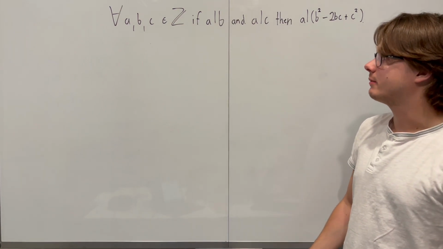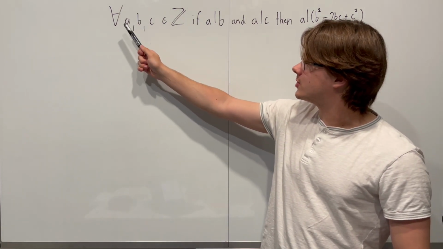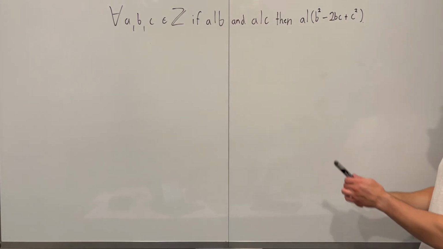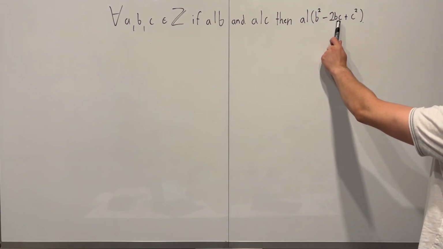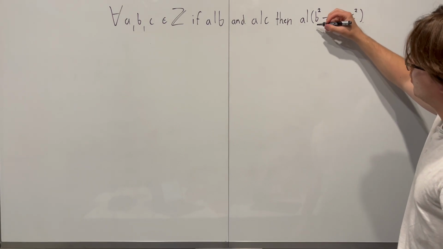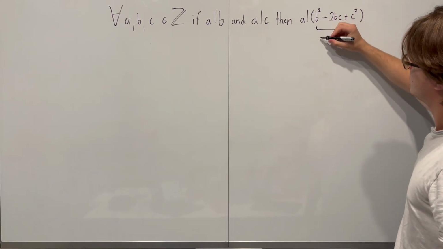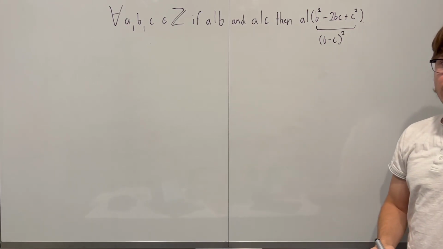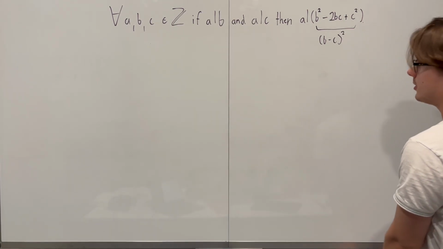Is the following statement going to be true, that for all integers a, b, and c, if a divides b and a divides c, then a does divide b squared minus 2bc plus c squared, or, of course, this is going to be the same as saying b minus c all squared, right? So, is this going to be true?